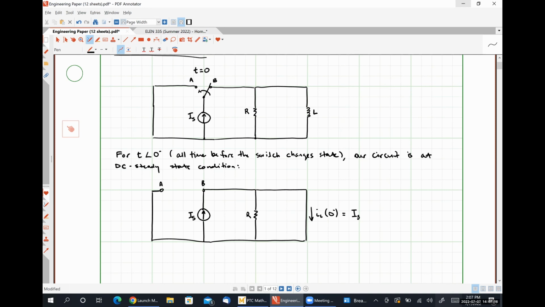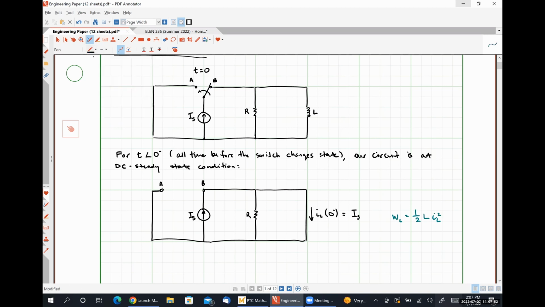Now, since there is current flowing through the inductor prior to the switch changing states, that means that there is energy stored in the inductor. Since we know that for an inductor, W is given by 1/2 L times the inductor current squared, right? So since the inductor current is non-zero, we have some amount of stored energy.